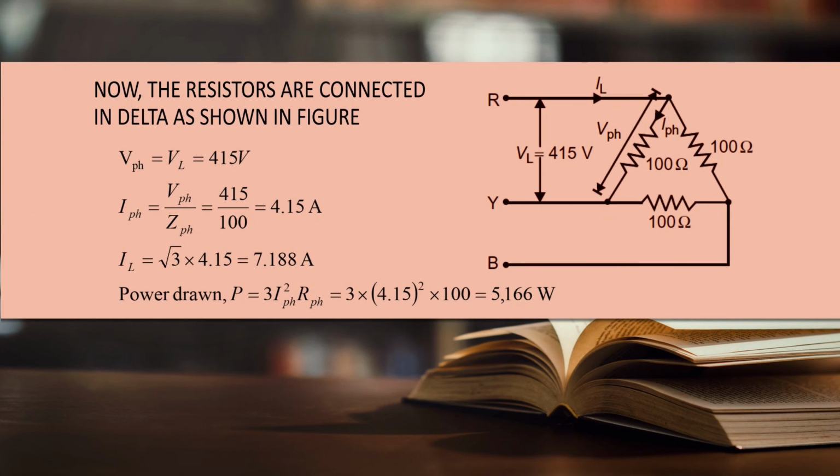Now we have to calculate all the quantities for the delta connection also. Again the resistances are 100 ohm, and in the case of a delta connection the phase voltage is equal to the line voltage. The line voltage is already given, that is 415 volt. So the phase voltage is 415 volt.